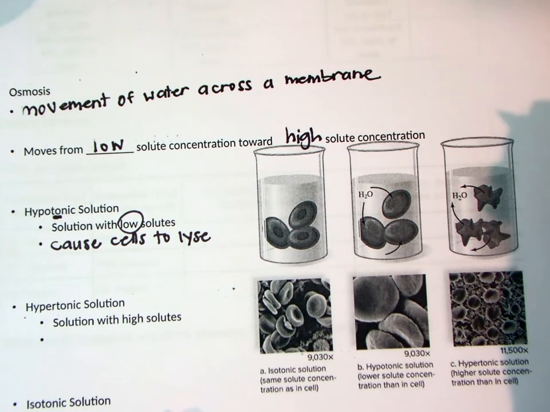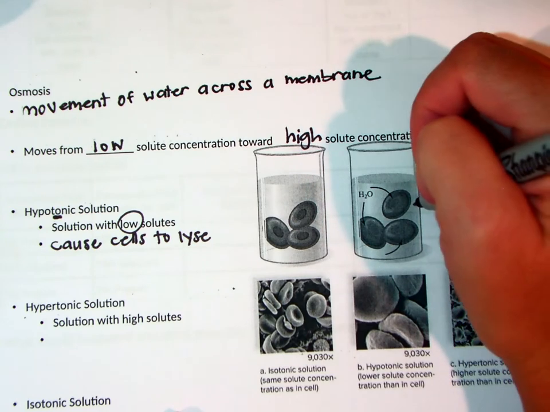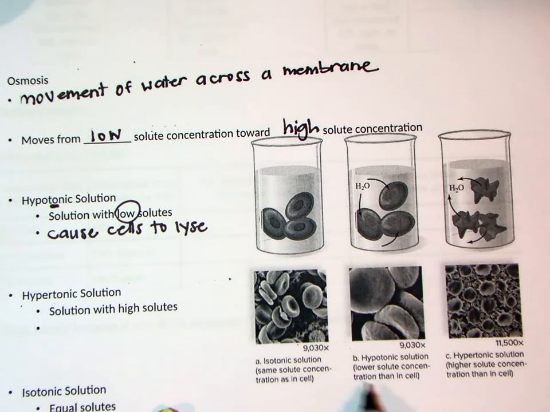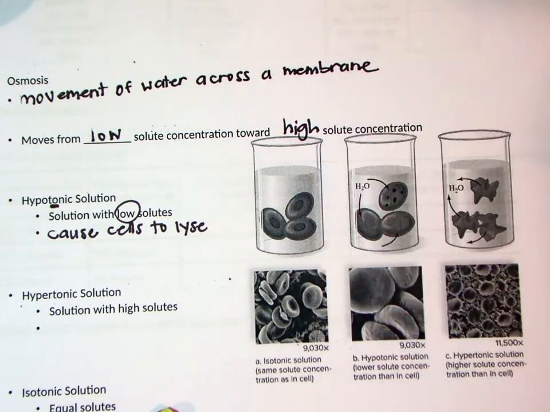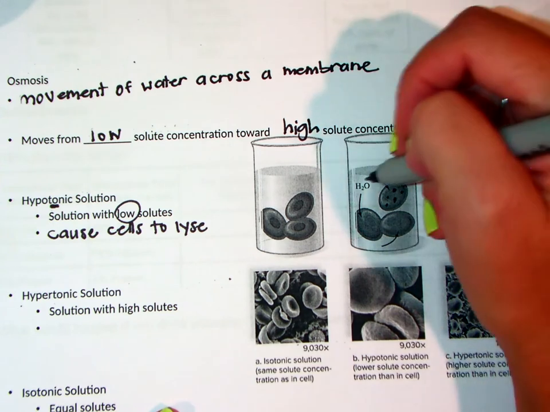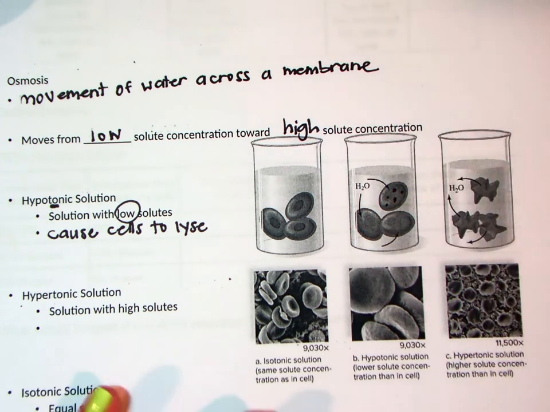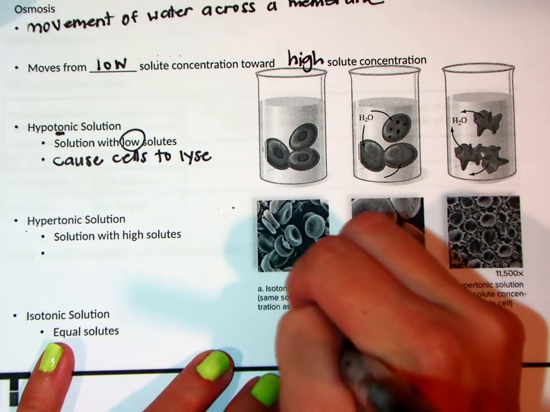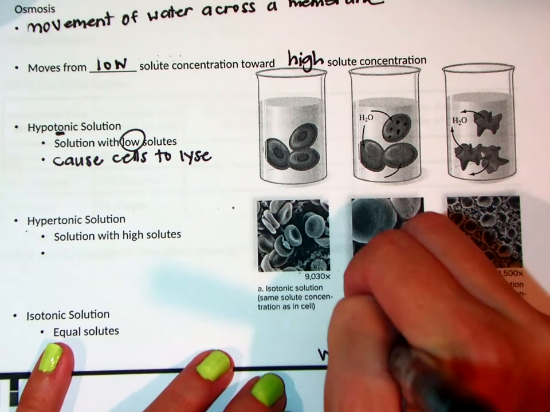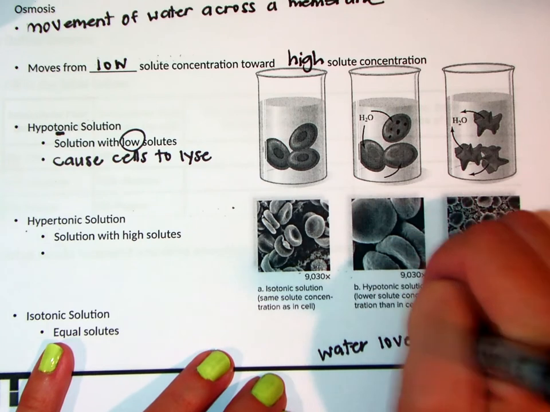So let's look at this here. Let's say these are your red blood cells in pure water. So a hypotonic solution, lower solute concentration than within the cell. Your cell does have solutes inside, things like glucose and other solutes. And think of this, where can I write this? Water loves solutes.